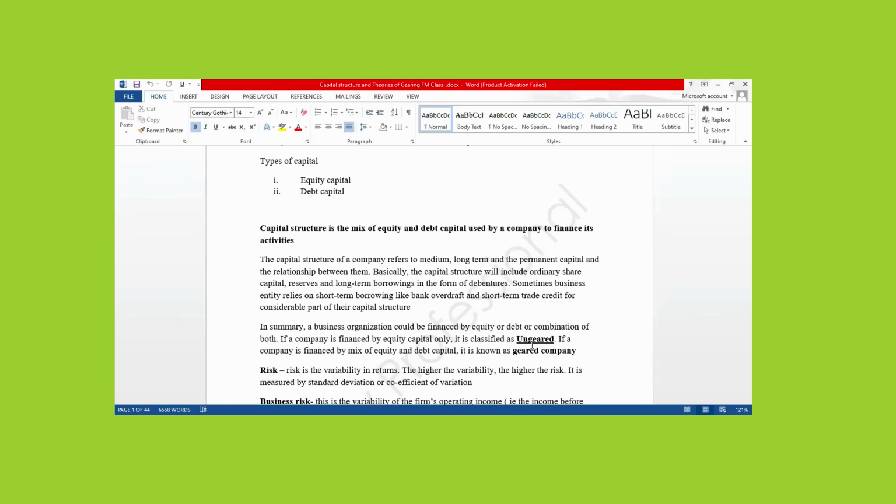We have defined what is capital. We have explained types of capital. We have explained capital structure. We explained geared and ungeared. Our next explanation: risk. What is risk?